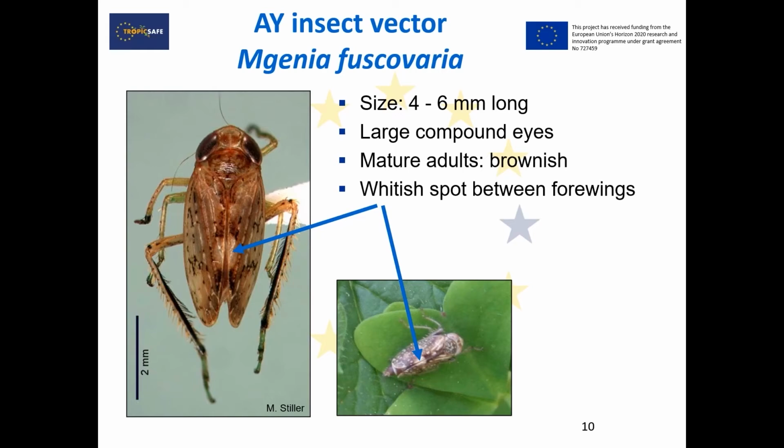The nymphs of Mgenia fuscovaria are pale to bright green and resemble adults. The wings develop gradually. Young adults are greenish and turn gradually brown.